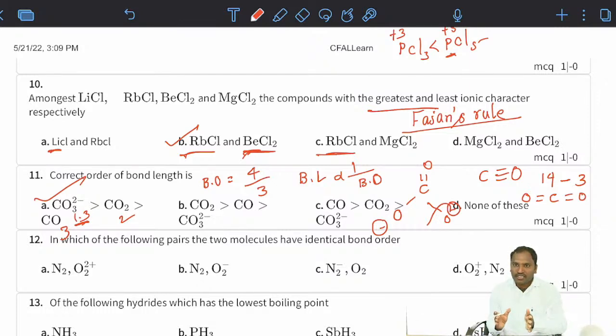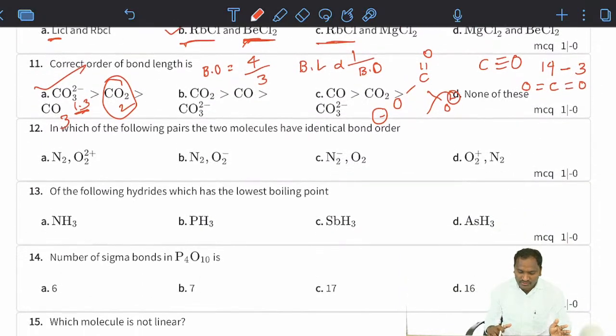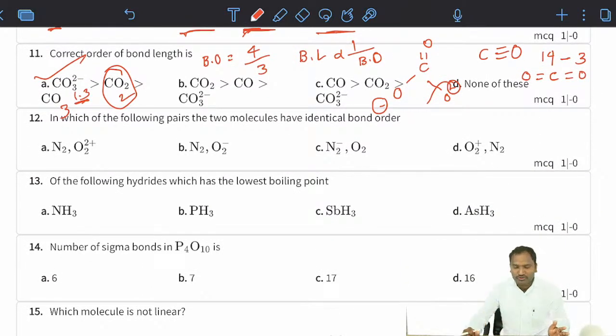Next, this is the decreasing order of bond length. Understood, students? Here you don't have to apply molecular orbital theory; it is structure based. CO3 2 minus can form resonating structures. In case of molecules which can form resonating structures, bond order can be calculated using the formula: total number of bonds formed by the central atom upon total number of resonating structures. So the option is A.